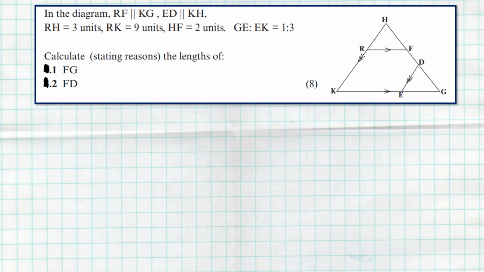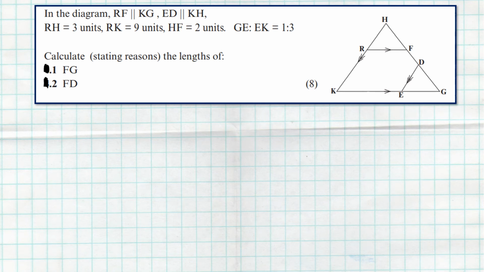Okay, let's take a look at a different example. I'm putting in different examples so that you may conceptualize this theorem and be able to solve different problems if you are expected to use it. In the diagram you are given that RF is parallel to KG and ED is parallel to KH, as indicated in the diagram.